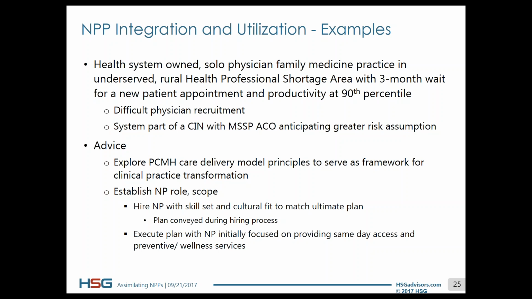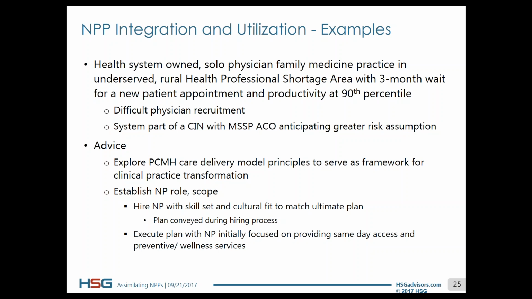And pushing this a little bit further, the system was part of a clinically integrated network that had signed to be an MSSP type 1 ACO, and with MACRA and everything else, they were anticipating assuming greater financial risk and either going to a different level, type 2 or 3 MSSP program, where actually they were more likely considering going to the next generation ACO model. So there was a lot more pressure for the practices to perform well. So again, part of a larger project, but in this instance, especially with the ACO involvement, we had recommended exploring the PCMH care delivery model to serve as a framework for clinical practice transformation and incorporation of an established NP within the practice.